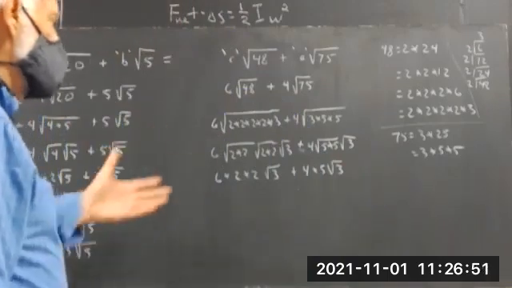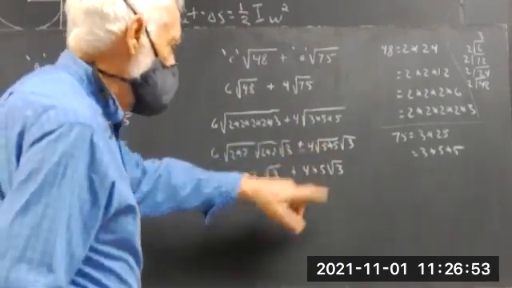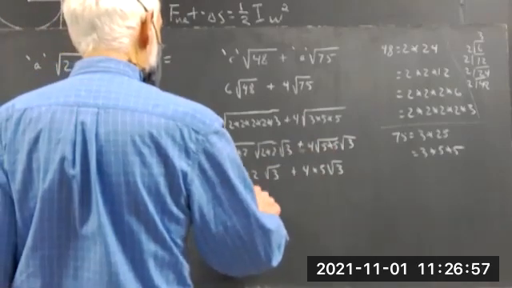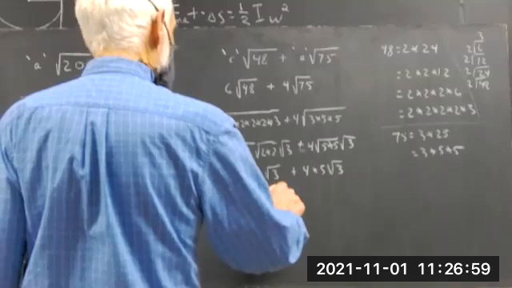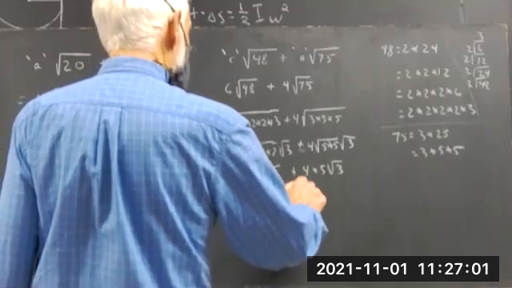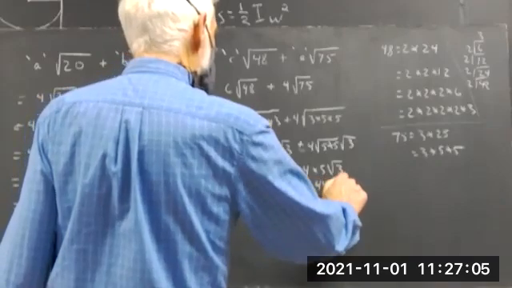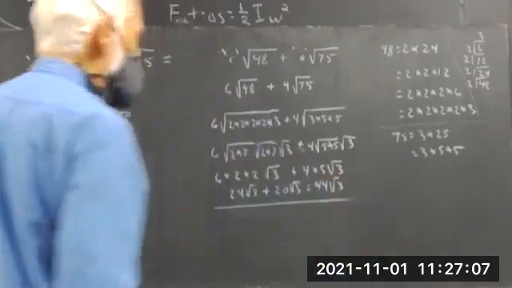Okay, well, and the rest is easy. You know, the square root of 5 times 5 is 5. And now we just multiply these out. We get 24 square root of 3 plus 20 square root of 3. And that's 44 square root of 3.